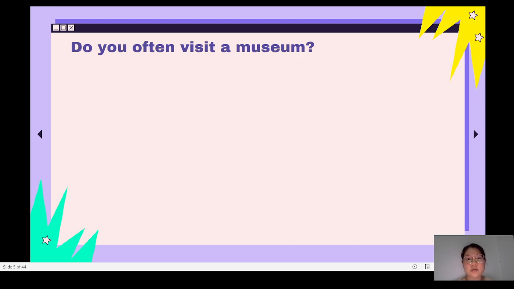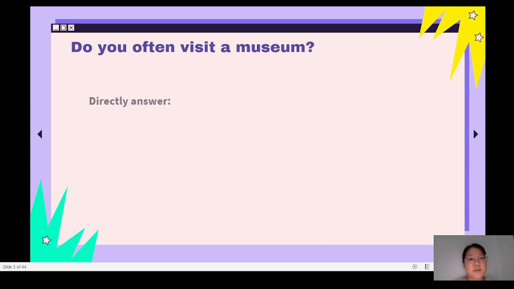Alright, time is up. In this kind of question, it's a yes/no question, so you should answer directly, yes or no, first of all, because it is the key word of this kind of question. After that, you should expand your answer by giving information about who often visits a museum with you, how many times you visit a museum in a week, in a month, and so on. On top of that, you can add some benefits for people visiting a museum regularly.